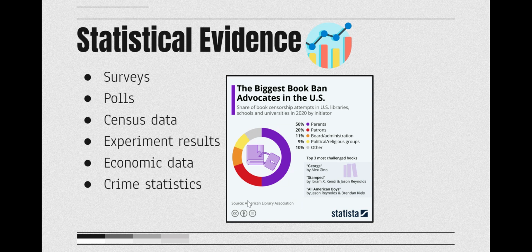I can see that my source is the American Library Association, which I know is a very credible place to pull information about books that have been banned. And I can see that this data talks about book censorship attempts in the US and who has tried to initiate those attempts. This has also been published in the year 2020, which means that it's relatively recent, but it might be helpful for me to find some more information that is more relevant or applicable to the year in which I'm writing this essay, which is 2024. But this is a great example of statistical evidence.